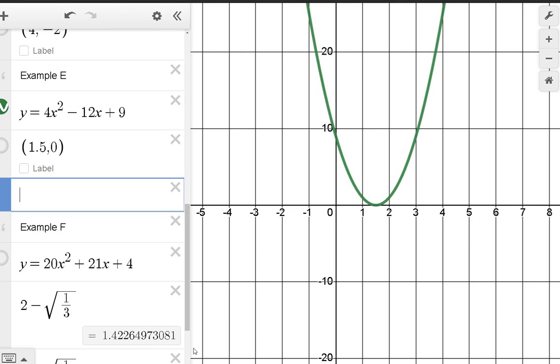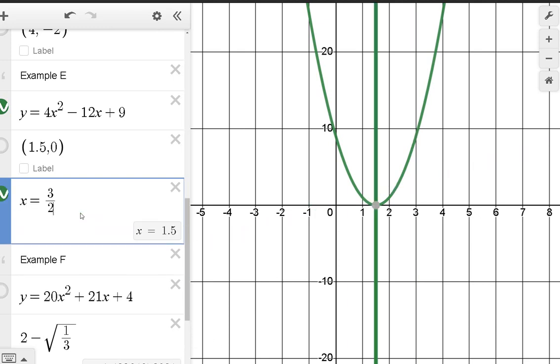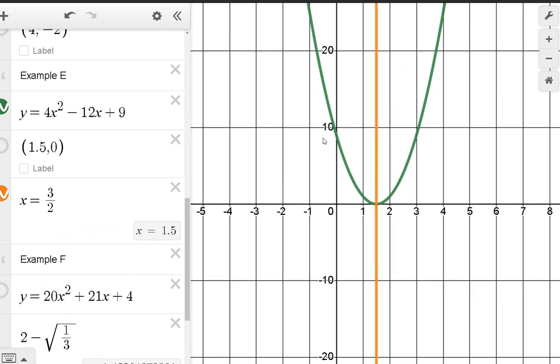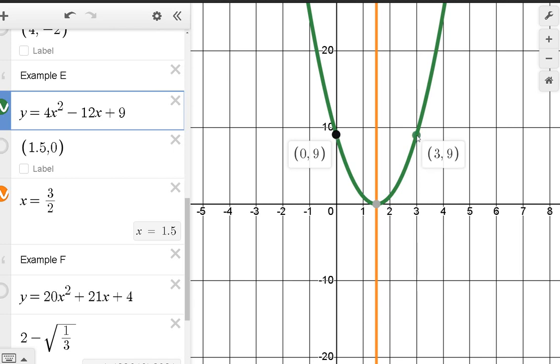So here's how you can pick up an extra credit question or point. If we do x equals 3 over 2, that's showing you your axis of symmetry. You've got a point over here at 9. That's 1.5 away from my axis of symmetry. What if I go 1.5 the other direction? Can anyone tell me what the coordinate would be here? 3, 9. 3 and 9, perfect, because it's symmetric, right? So you get kind of a point for free.